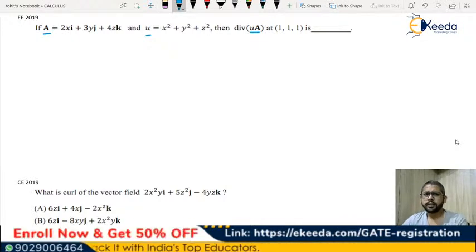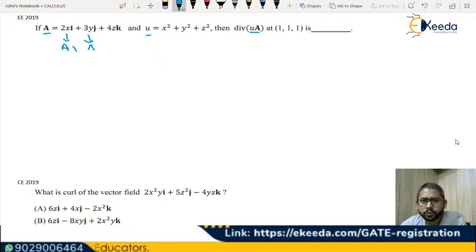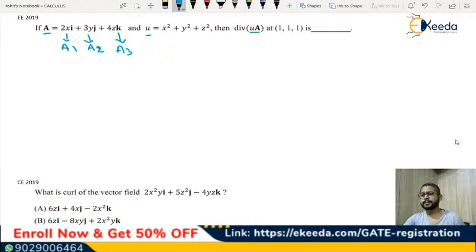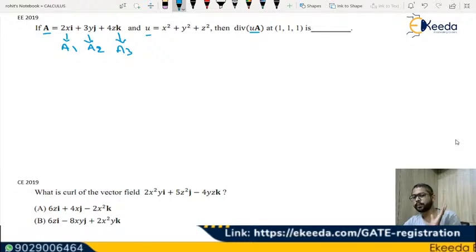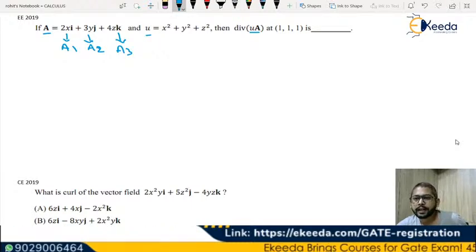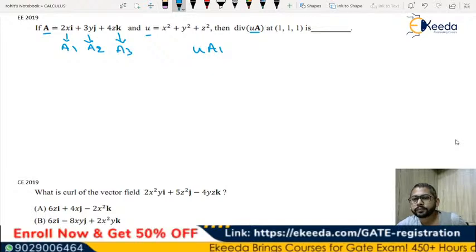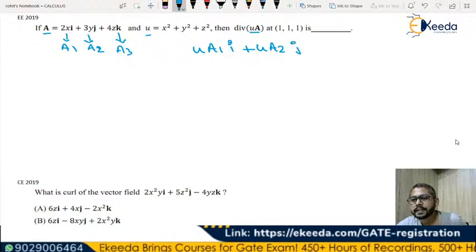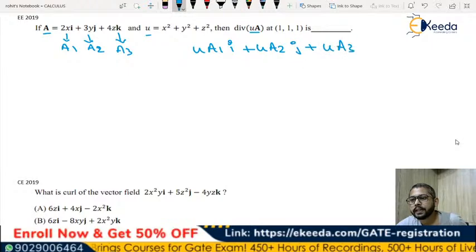Of course. So let's say if this is a1, this is a2, and this is a3, right? I'll spend more time here so that you can understand how to spend less time. That is my motive here. So this is a1, a2, and a3, and what you will get after this is, I'm writing it as u_a1 as i cap, u_a2 as j cap, and u_a3 as k cap.